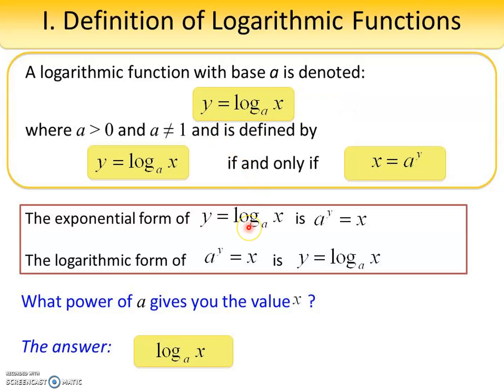A logarithmic function is in the form of log only, in any base we have to cover, and the exponential function is obviously in the form of f of x is equal to a raised to x or f of x is equal to e raised to x.